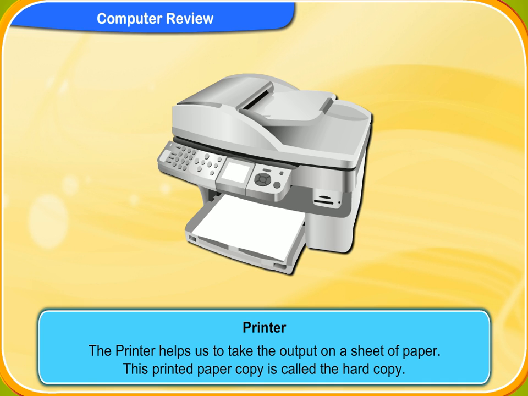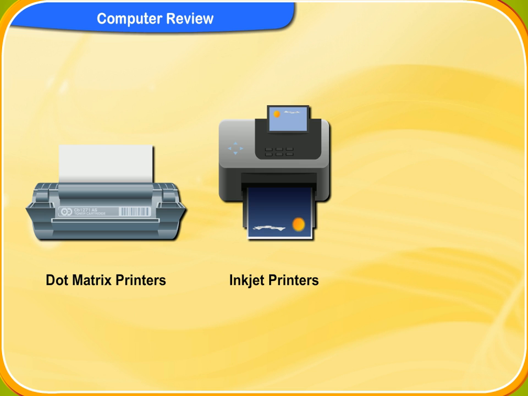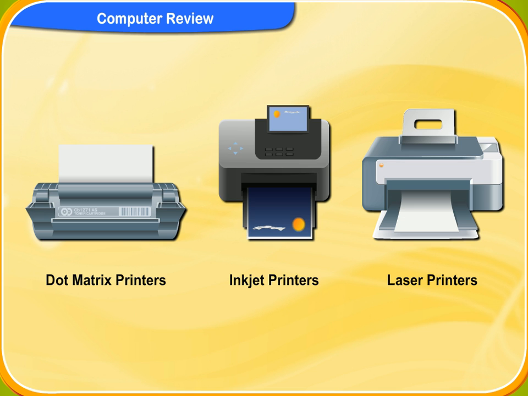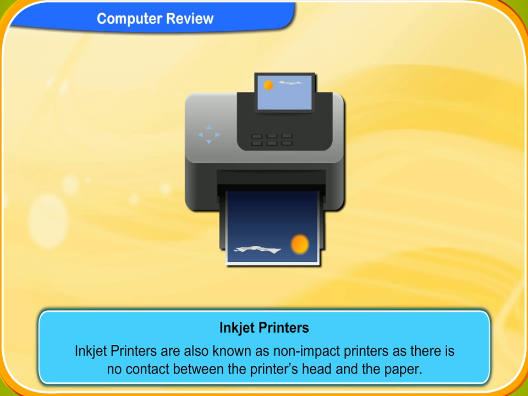Do you know how many types of printers there are? Yes, I remember. There are 3 types of printers. They are dot matrix printers, inkjet printers and laser printers. Correct. Let me tell you the difference between each of these printers. Dot matrix printers are also known as impact printers. It works like a typewriter. Its drawback is it is slow and noisy.